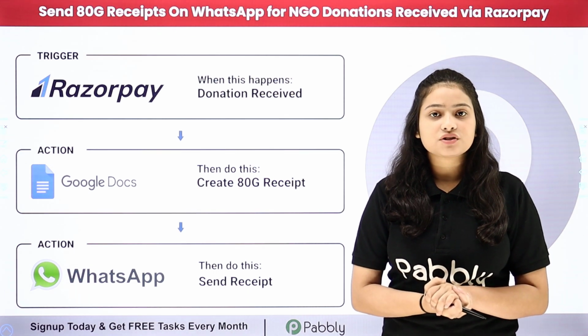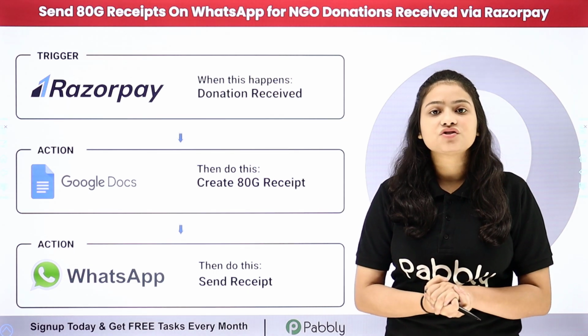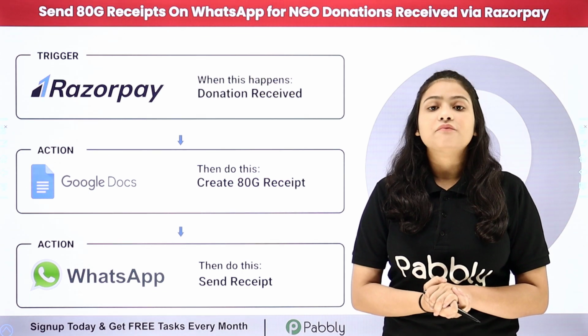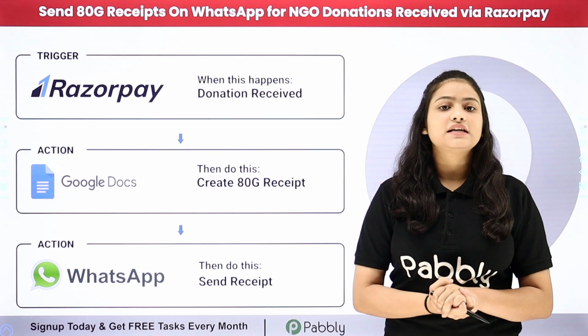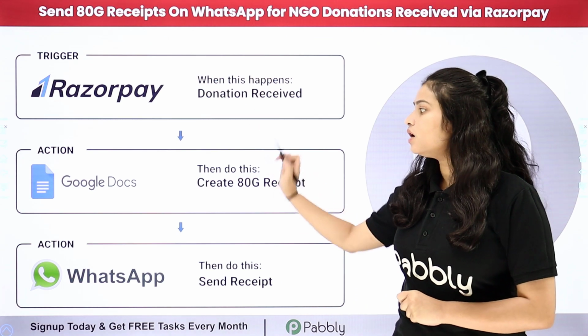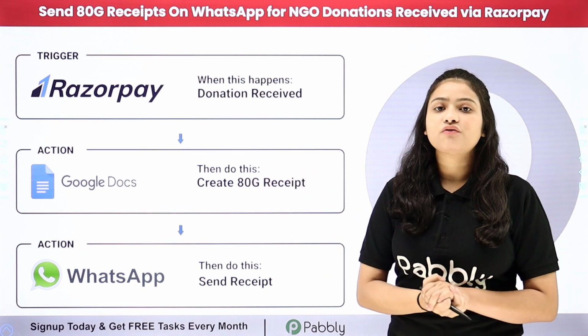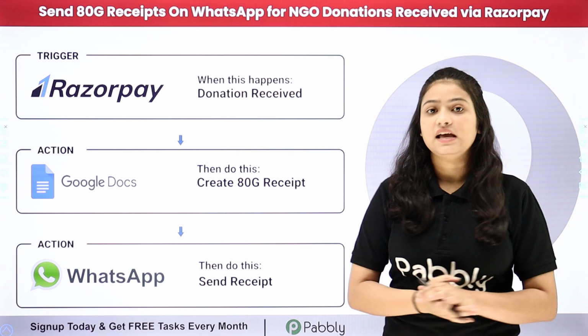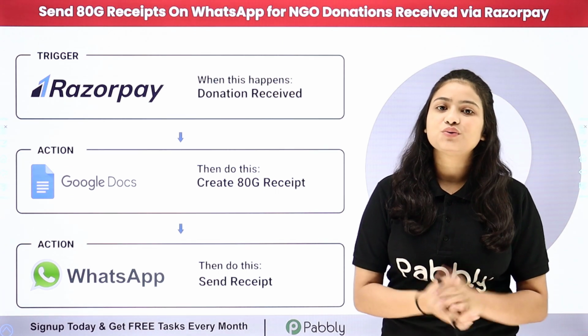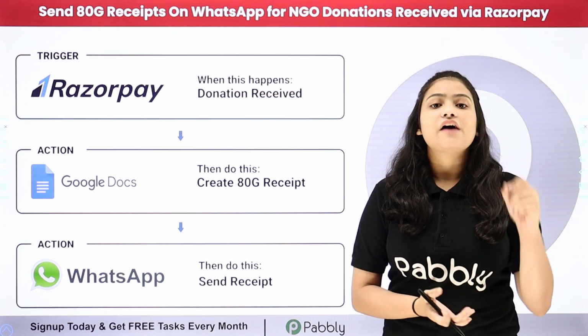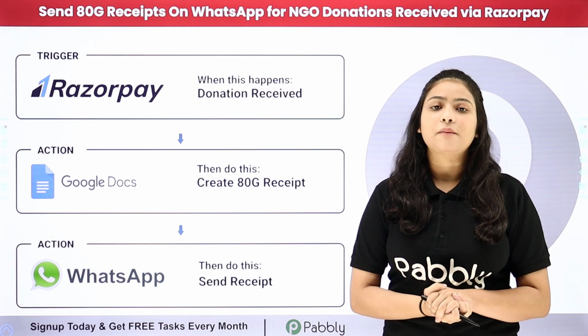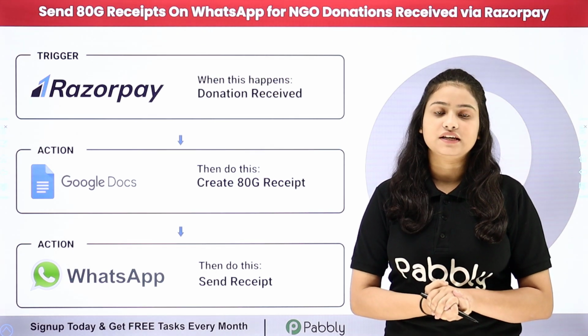For sending WhatsApp messages automatically with the help of a template message, I am using AiSensy over here, and I am going to automate this entire process by setting up a connection between my Razorpay account, Google Docs, where I have created the template for the 80G certificate, and AiSensy. And for creating the automation, I am not going to use any kind of coding and programming skills. I will simply create this automation with the help of Pabbly Connect, which is an amazing automation and integration software.